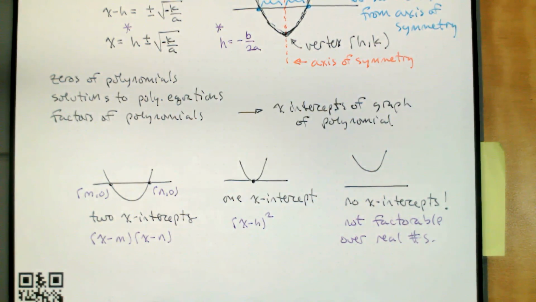Let's take 5. We'll come back and talk about how these quadratics fit into complex numbers in general.